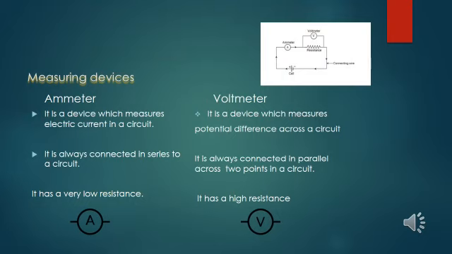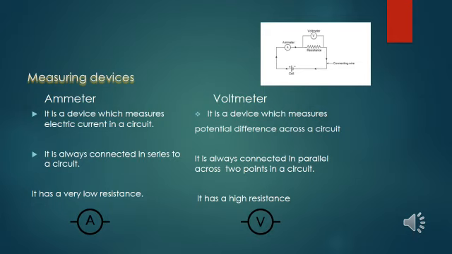Let us now talk about the measuring devices ammeter and voltmeter. Ammeter is a device which measures electric current in a circuit. It is always connected in series to a circuit. You can see a circuit and there you can see ammeter connected in series to the resistance. Also, ammeter has a low resistance so that it doesn't change the value of current that is flowing through the circuit.